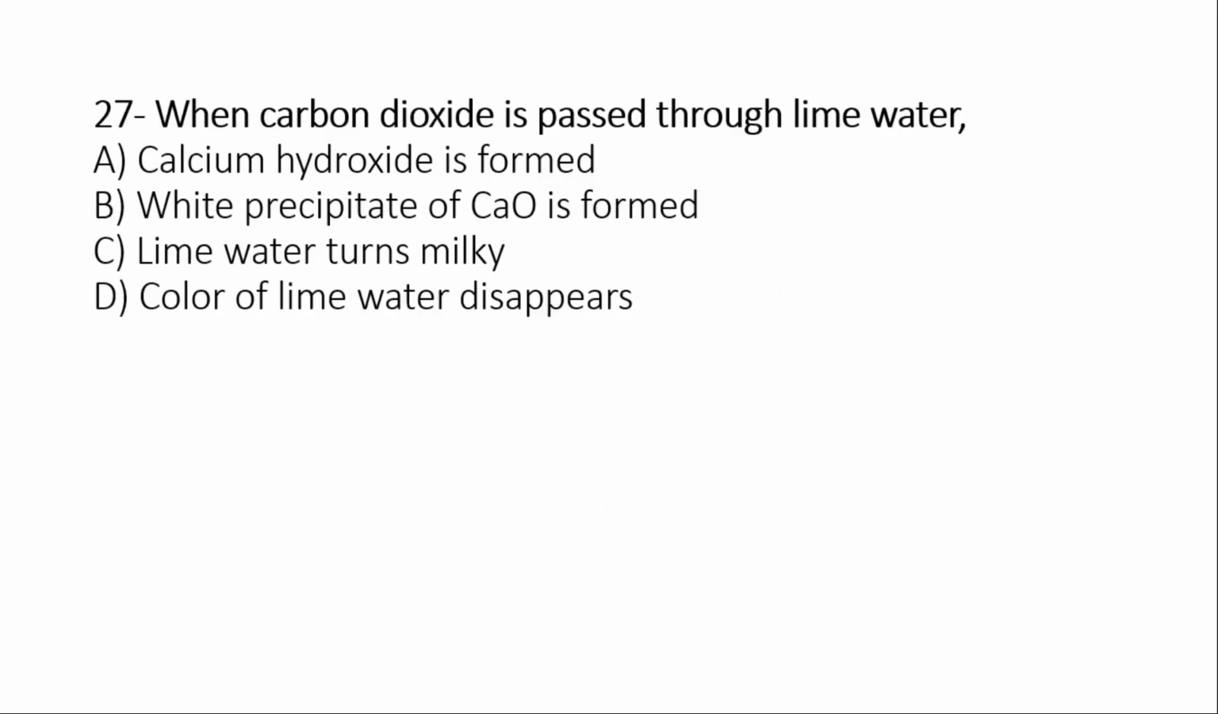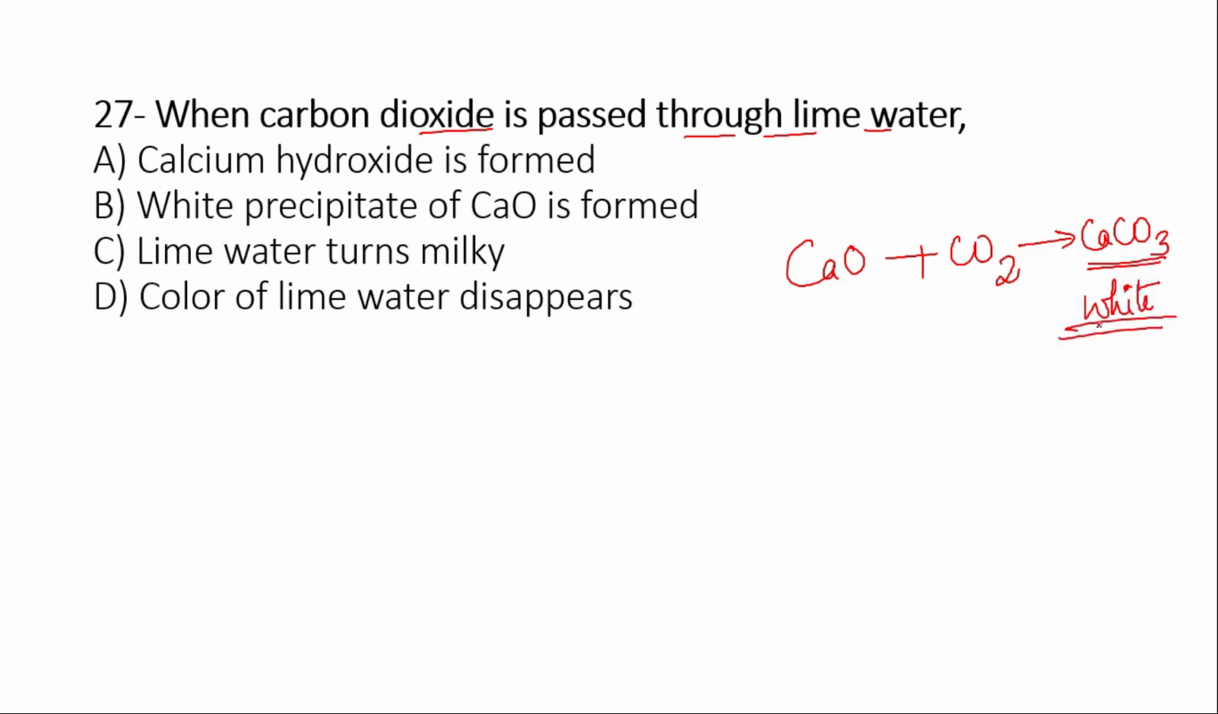So moving to the next one, question number 27. When carbon dioxide is passed through lime water, what is going to happen? So what is the lime water? Calcium oxide. When it reacts with carbon dioxide, it is going to give you calcium carbonate, and we all know that this is a white precipitate, but before settling down it is actually throughout the liquid, forming milky white substance, or basically the lime water turns milky.